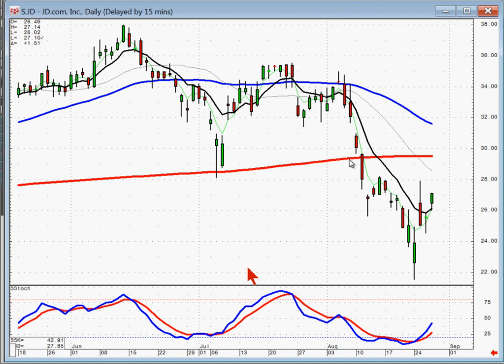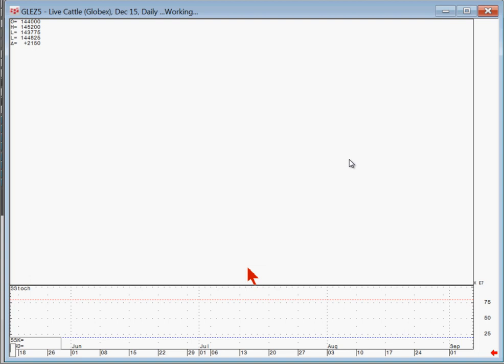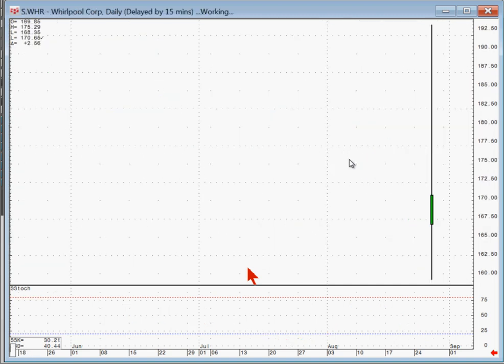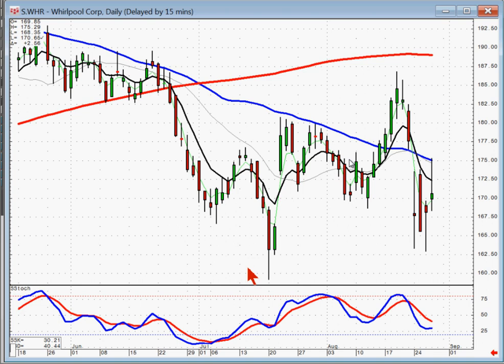JD.com, that one I'd be more apt to be buying on positive trading tomorrow. The December cattle, yeah, I went long on these today, and I think I am still long 6 or 8 contracts, but I'll need to see it open tomorrow positive, meaning heading for the T-line.